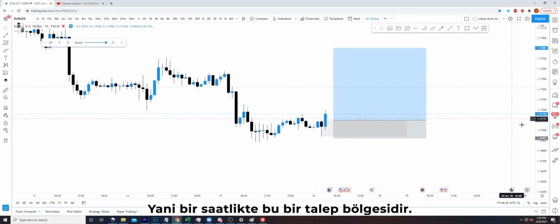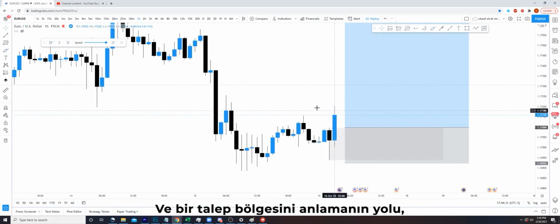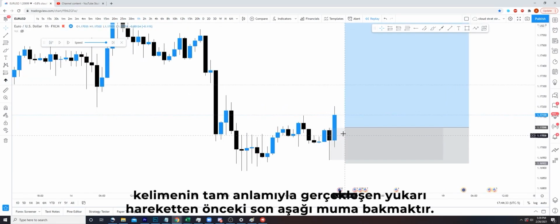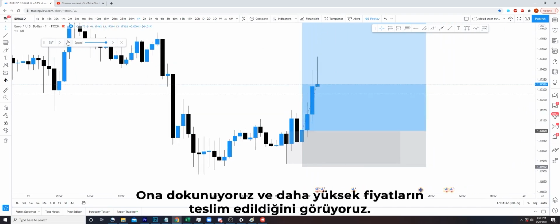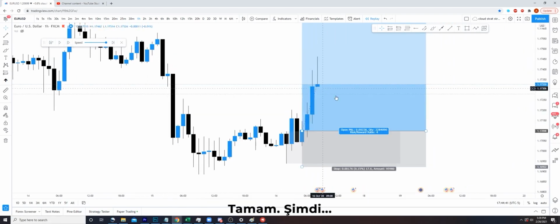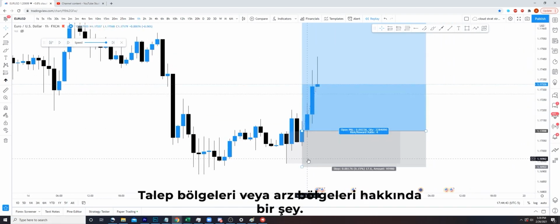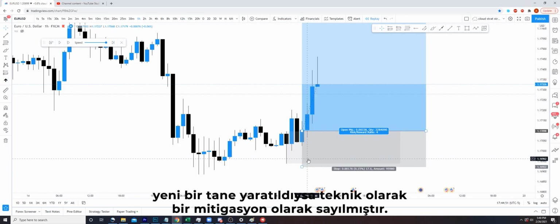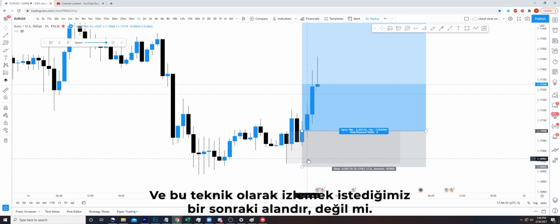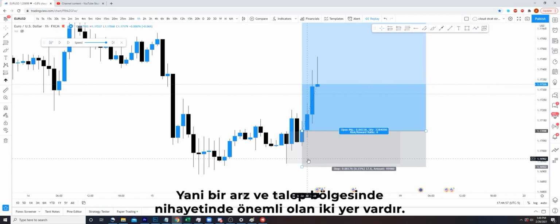So on a 1 hour, that is a demand zone. And the way you tell a demand zone is literally by looking at the last down candle before the up move that occurs, okay? So there it is. We tap into it and we see higher prices being delivered, okay? Now, something about demand zones or supply zones. Once a demand zone or a supply zone is mitigated, it has technically counted as a mitigation. If a new one is created, then that's the next area we technically want to watch, right?